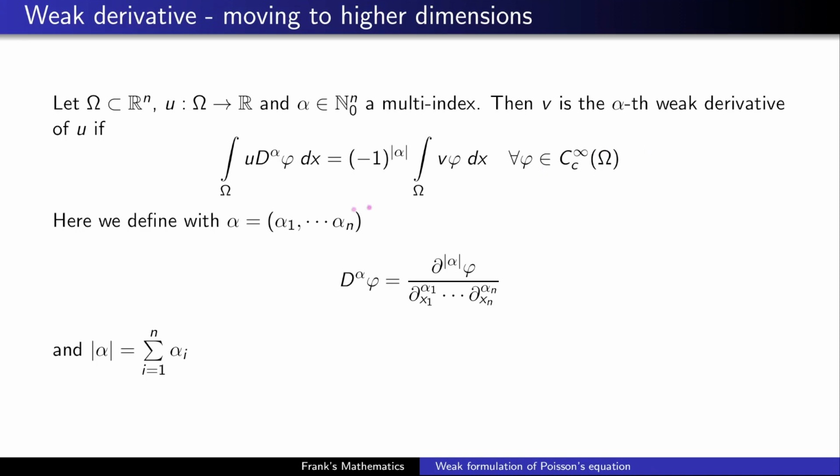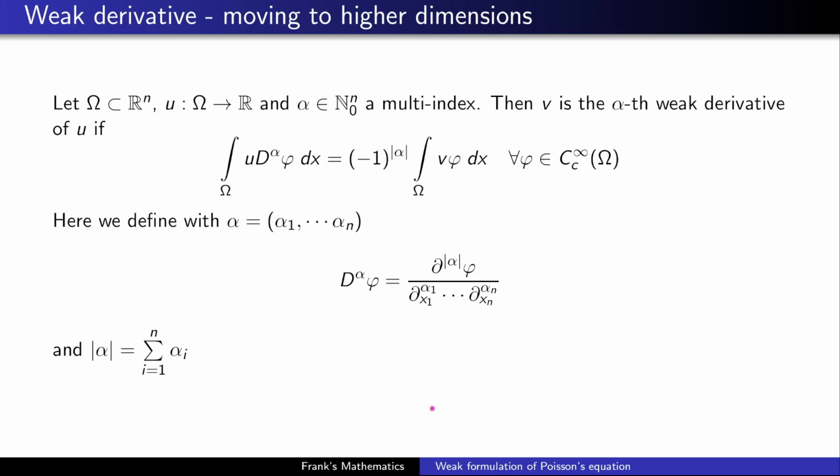And the most interesting part is the operator D. So D^alpha, you can see the definition here, is just where we apply the derivation in the spatial directions. And the norm of alpha is just the sum of the alpha_i's. So there's nothing really spectacular here. It's just a straightforward extension of this idea to higher dimensions.